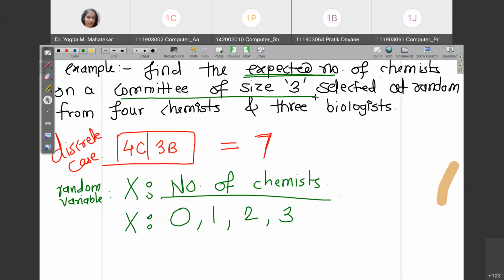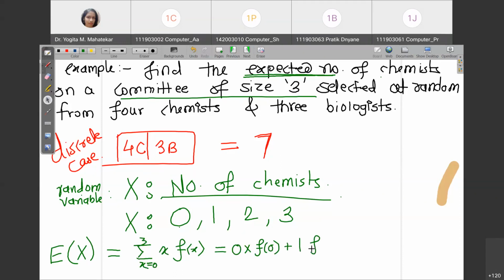Now you tell me what is the expectation of X, that is, what is the mean value of this random variable. What I told you is that this is a discrete random variable, taking values 0, 1, 2, 3. It does not have any formula f(x), so it is the summation of x f(x) for those values of x. X is running from 0 to 3 here, so it is 0 into f of 0, plus 1 into f of 1, plus 2 into f of 2, plus 3 into f of 3.